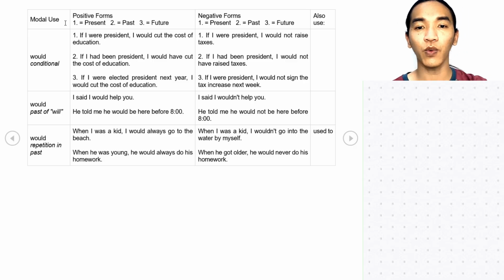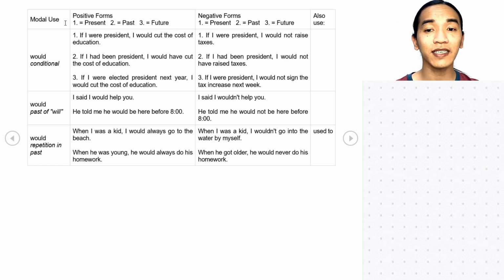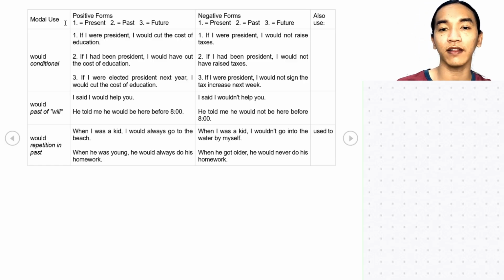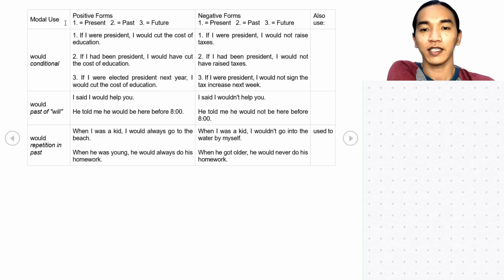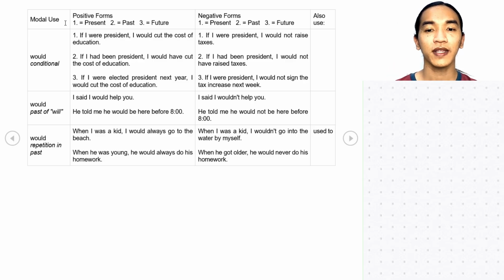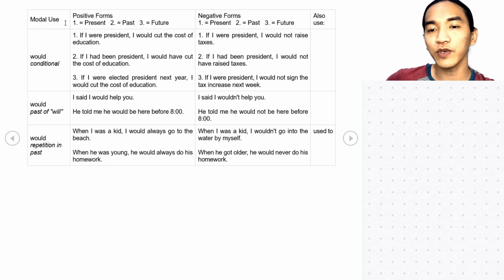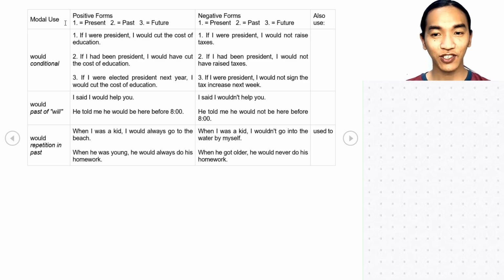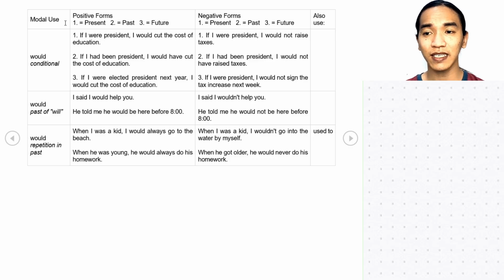Okay. Next one, for number two, the past tense. If I had been president, I would have cut the cost of education. So this falls under the third conditional. So number three, for the future, if I were elected president next year, this is mixed conditional, I would cut the cost of education. Okay? For the negative, if I had been president, I wouldn't have raised taxes. Or if I were president, I would not sign the tax increase next week.